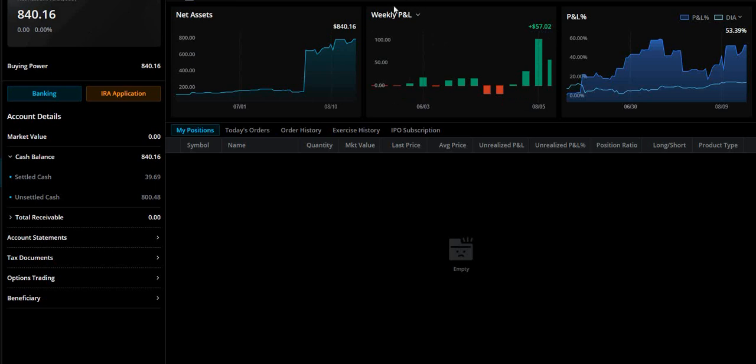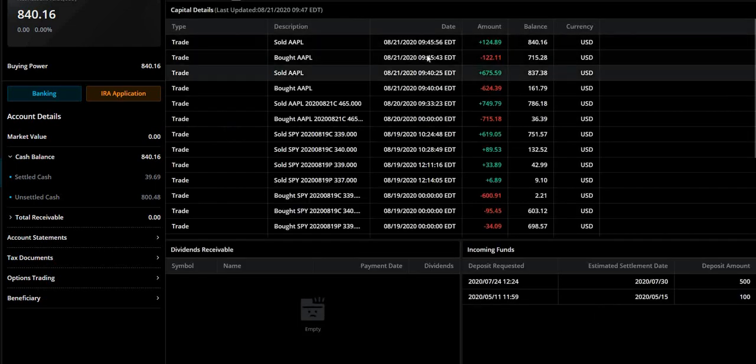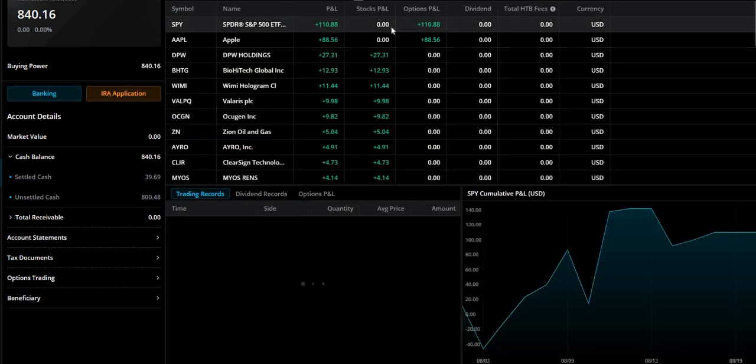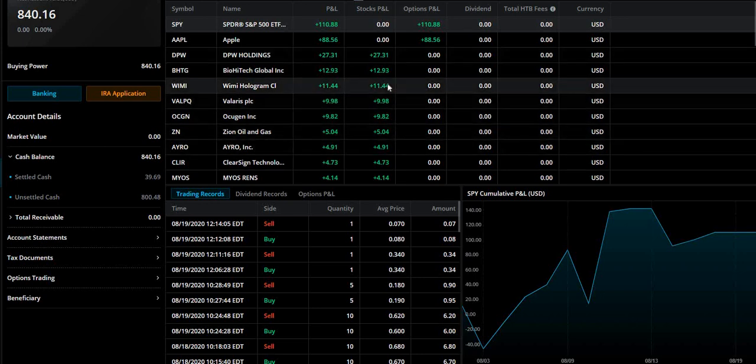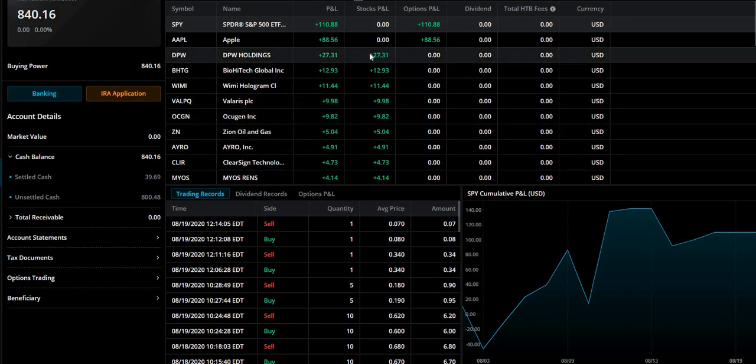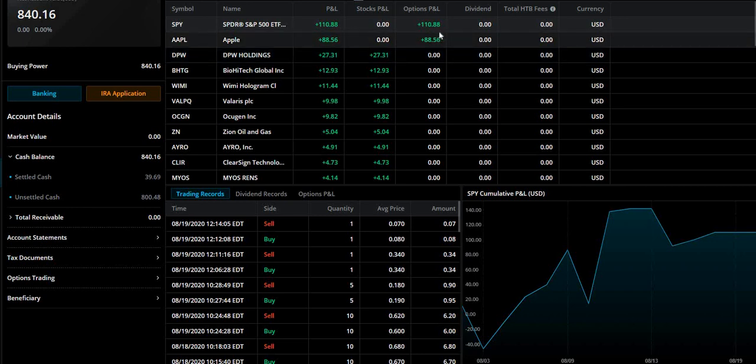So we're up $240 for the month, $191. And I think all time, man, look how good I've been doing with options. These are all stocks. This was luck. This DPW trade, 27.31. That was a pre-market trade that I just happened to buy into, and it shot up, and I sold it. But look at these options. I'm up almost $200 on options with a small account.